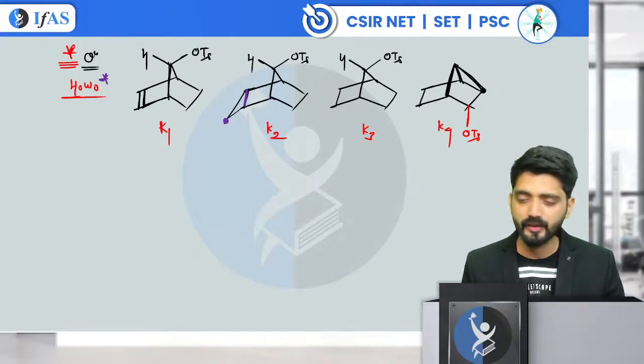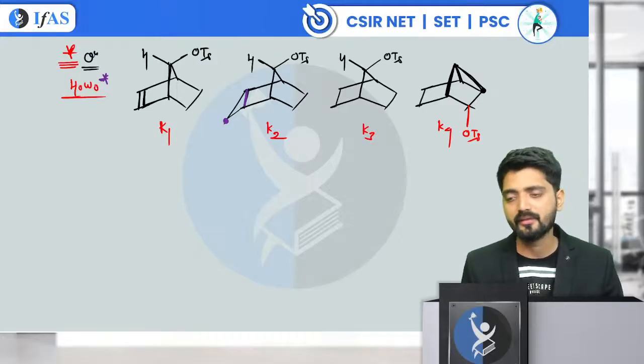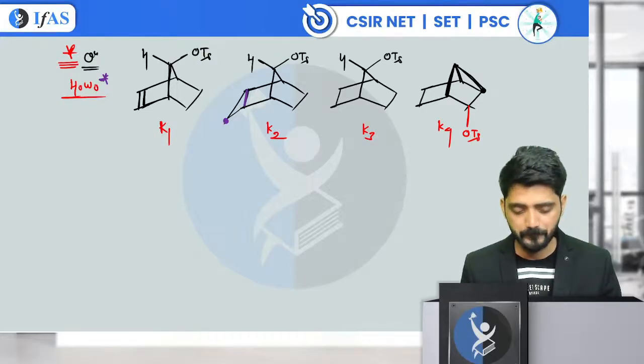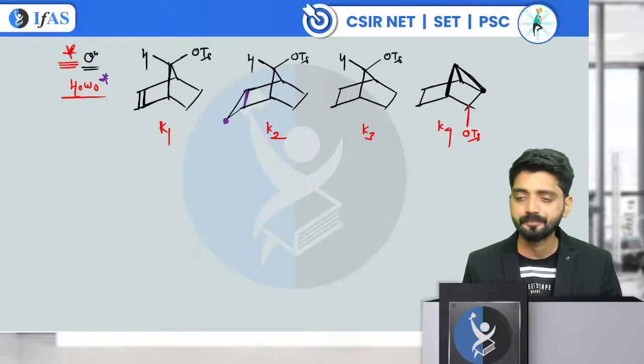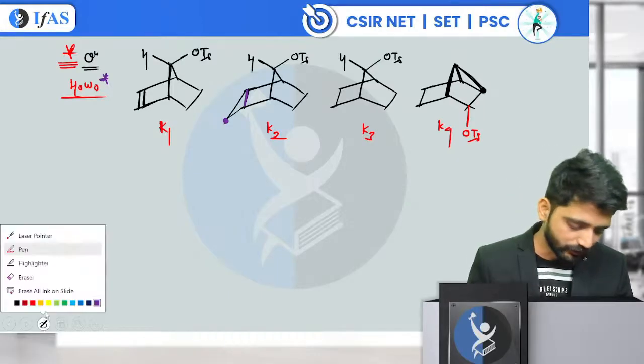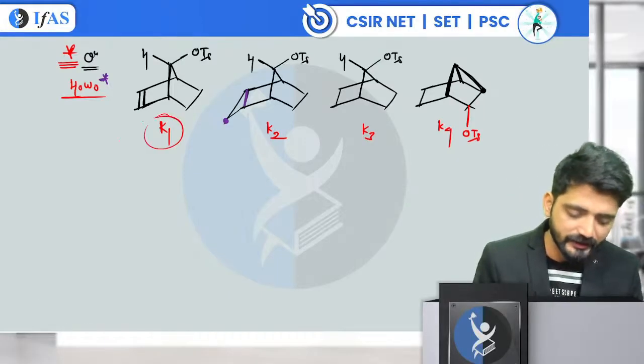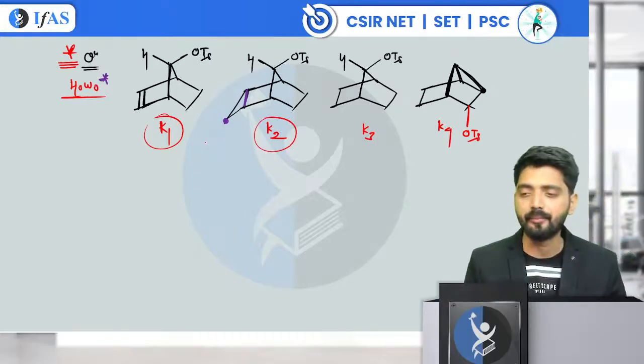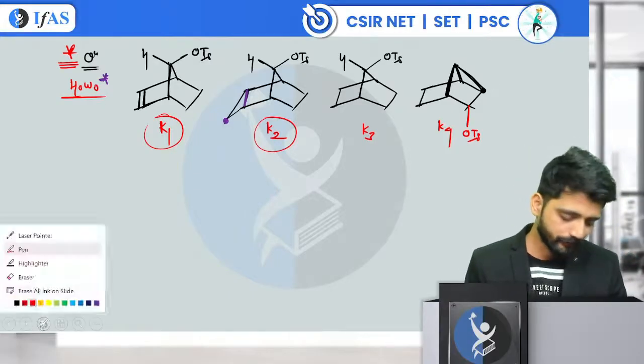Mosumi is saying, sir, 4, then 1, then 2, and then 3. Very good. Anyone else? According to you, Mosumi, it means an alkene is going to have a faster rate as compared to a three-membered ring. Okay.